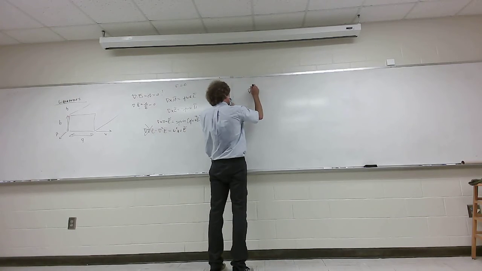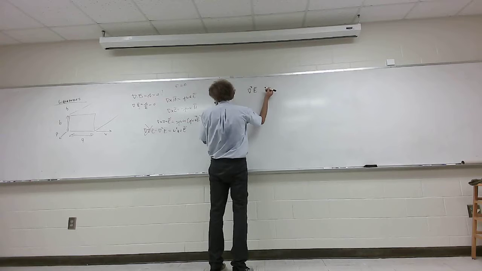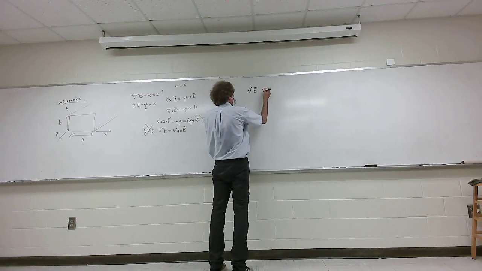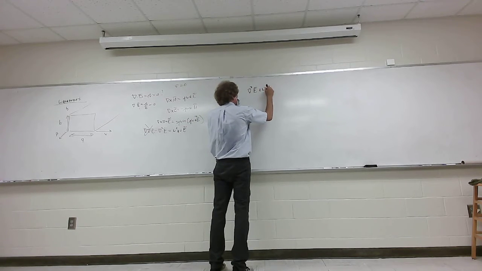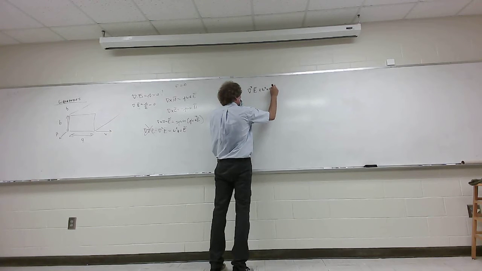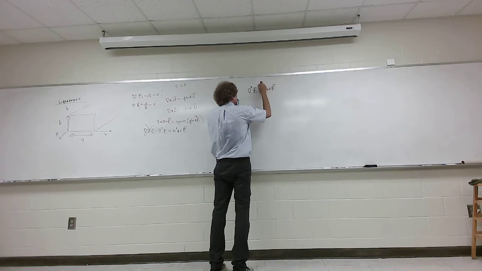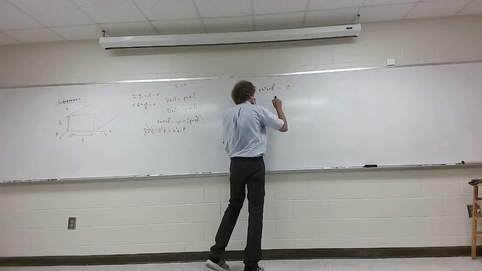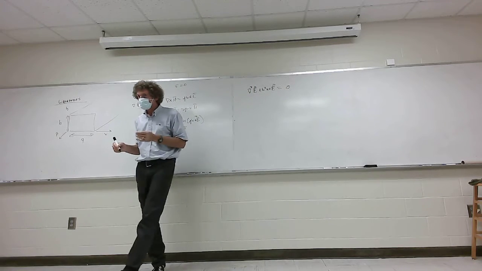We have del squared of E, right? Then I have plus omega squared mu epsilon, right? E. And obviously when the phasor domain is equal to 0, that's the equation we use.